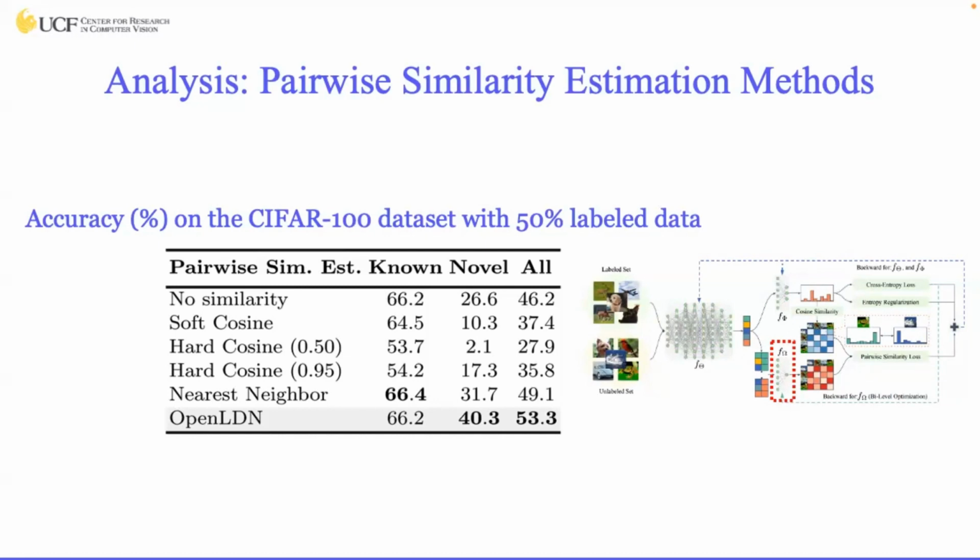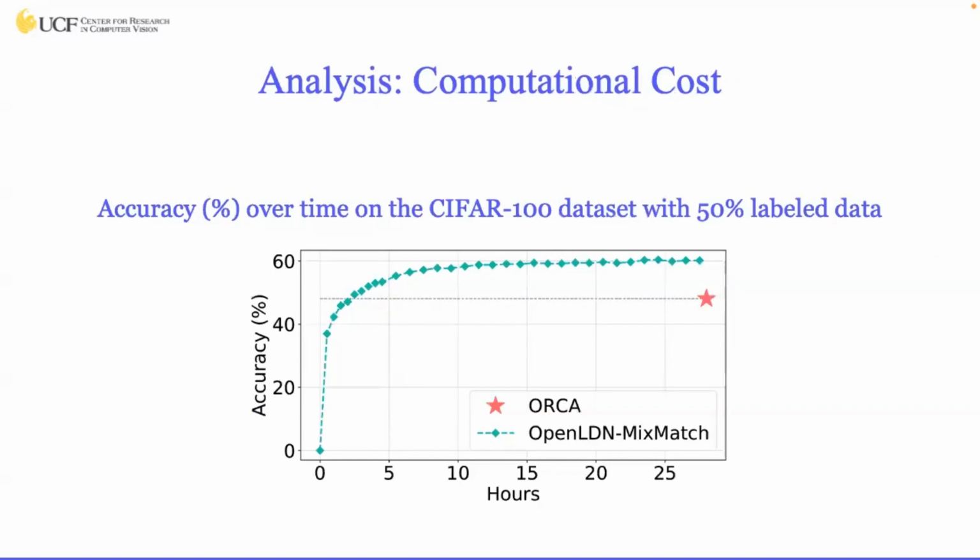novel classes. This is an analysis of computational cost, where the star represents the compute time for the state of the art. Since they rely on self-supervised training, it takes 28 hours to train in our system, whereas our solution outperforms it in 3.5 hours, and longer training improves the performance further.